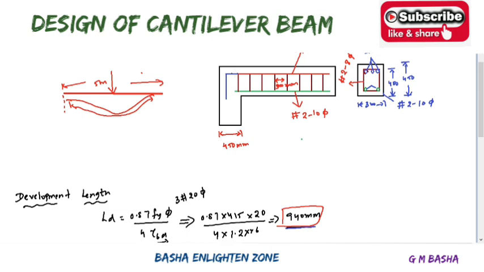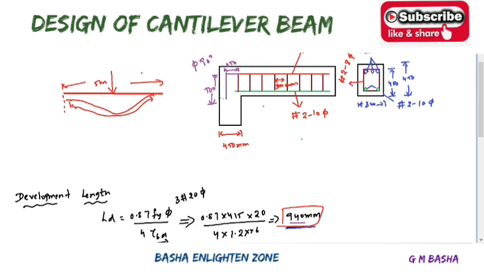What you are observing here, this entire bar which I am indicating with violet color, is the development bar. So how much will it be? We calculated it will be around 940 mm. So in this 450 beam, there is a chance of keeping only 400 mm. We are removing some space for the effective cover, and the remaining 500 mm I am bending into the column vertically at 90 degrees. Like that, you can provide the bar.